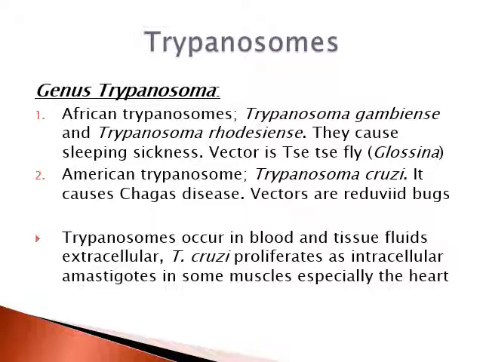Trypanosomes occur in blood and tissue fluids, extracellular, not like malaria, which is intracellular inside the RBCs and hepatocytes. Trypanosoma cruzi proliferates only as an intracellular amastigote form in some muscles, especially the heart.